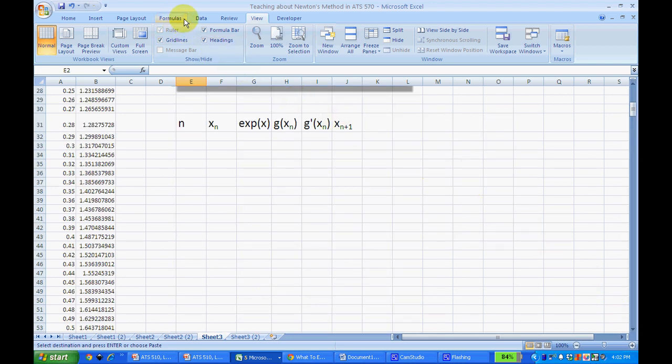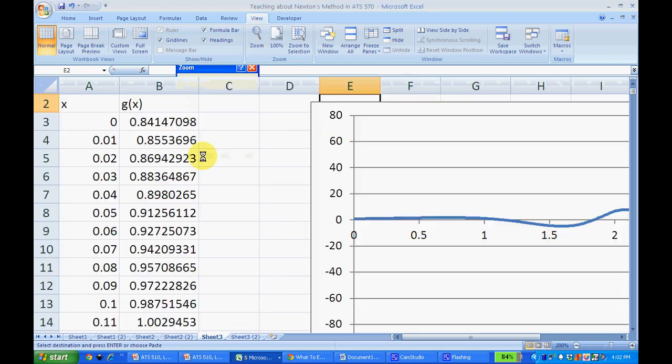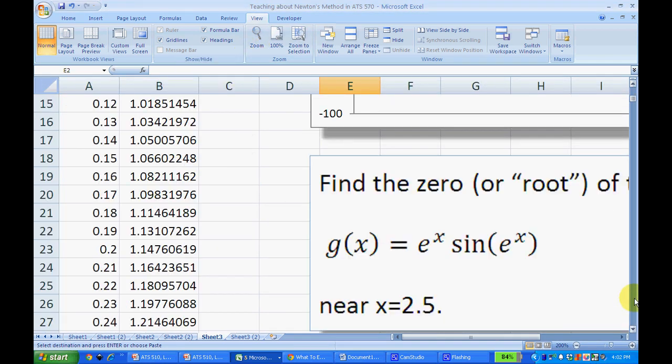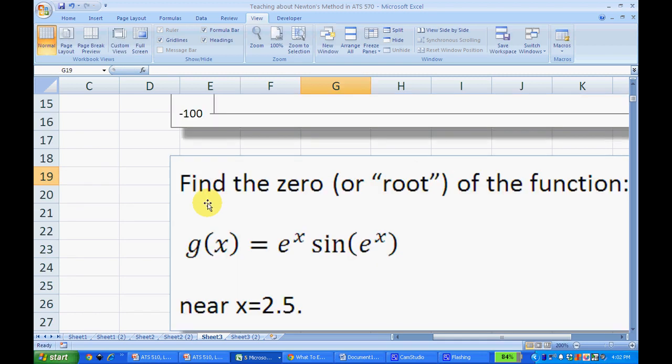Now I'm going to go ahead again and change the view to 200% just so that it's a little easier for you to read. All right, so let's go back down here to our place. We're going to start with our first guess, and I told you our first guess would be 2.5. When I look at this equation, e to the x times sine of e to the x, there are already two places where I'm going to be typing exp parentheses and moving over to x. I'm going to be doing that 2 times right there.